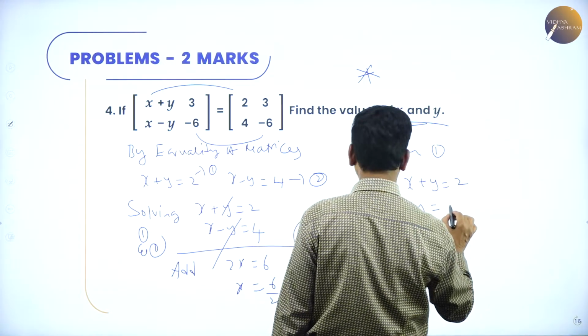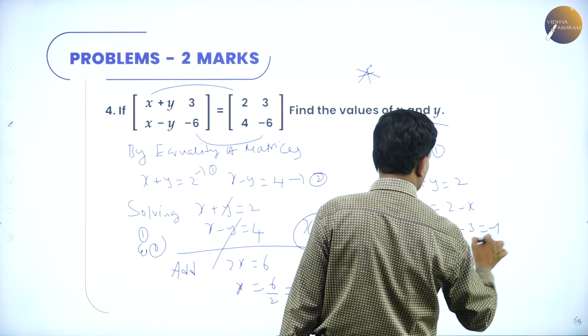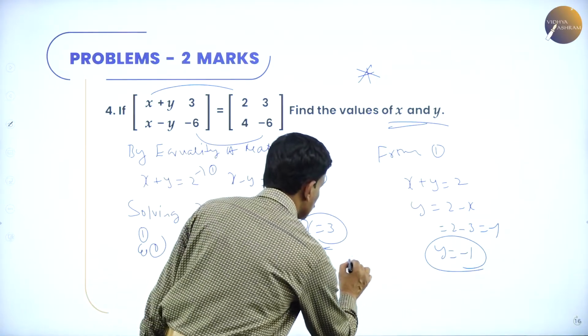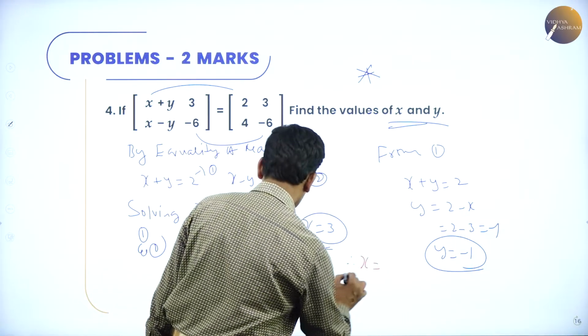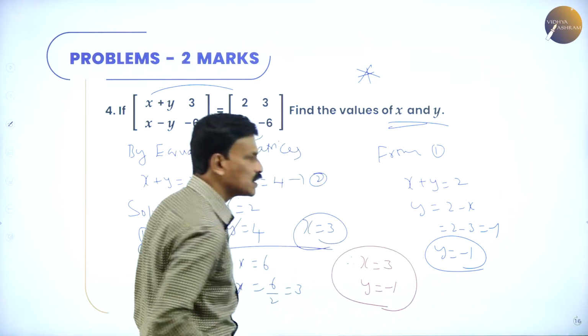Y is equal to 2 minus x. That is 2 minus 3, which is minus 1. Y is equal to minus 1. Therefore, x is equal to 3. Y is equal to minus 1. So, these are the answers.